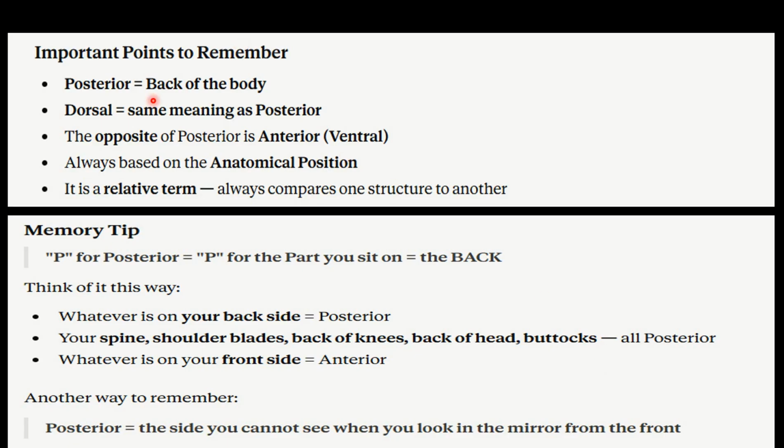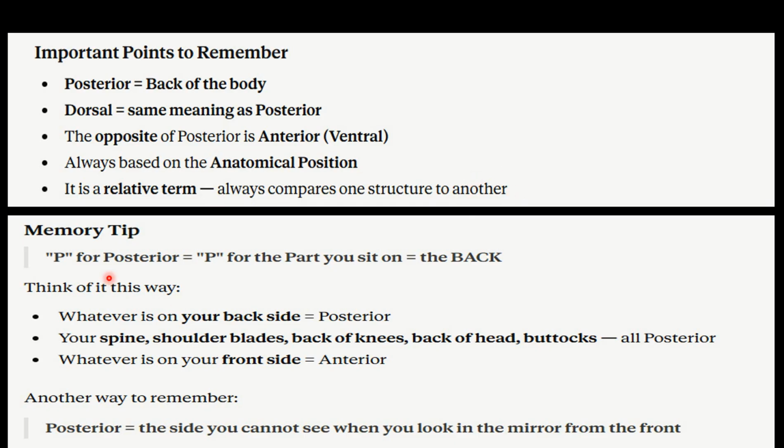The first thing is posterior means back of the body, so always remember this thing. Dorsal has the same meaning as posterior. The opposite of posterior is anterior or ventral. These terms are always based on the anatomical position. That is a very important fact. It is a relative term, that means it always compares one structure to another one.